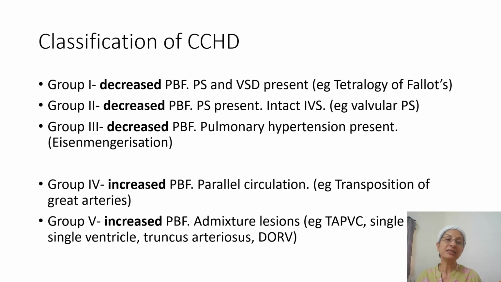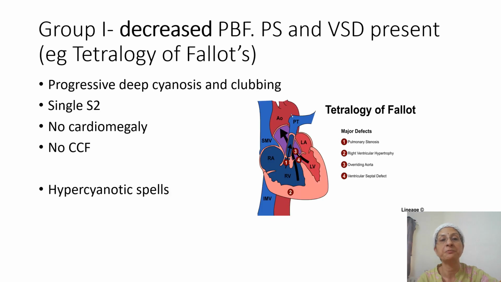Group 3, again there is decreased pulmonary blood flow and there is pulmonary hypertension which is present. Classic example, Eisenmengerization. Group 4 and Group 5 are characterized by increased pulmonary blood flow. In Group 4, there is a parallel circulation. We'll come to that later. Example is dextrotransposition of great arteries. In Group 5, there is increased pulmonary blood flow in addition to having admixture type of lesions. Example, total anomalous pulmonary venous communication, single ventricle, single atrium, etc.